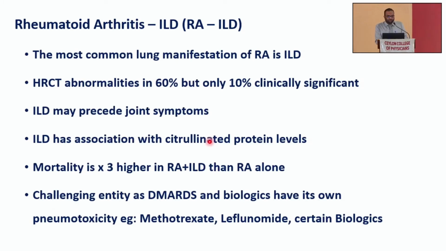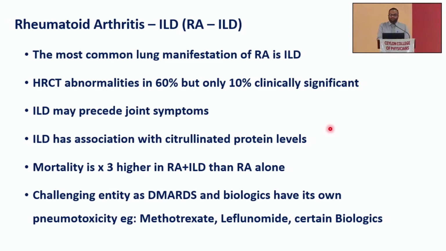Now I'm going to talk about rheumatoid arthritis ILD, which we call RAILD. The most common lung manifestation of rheumatoid arthritis is ILD. HRCT abnormality is seen in 60%, but only about 10% are clinically significant. And ILD may precede the joint symptoms, and ILD has an association with levels of citrullinated peptides. And mortality is 3 times higher in rheumatoid arthritis if they have interstitial lung disease.